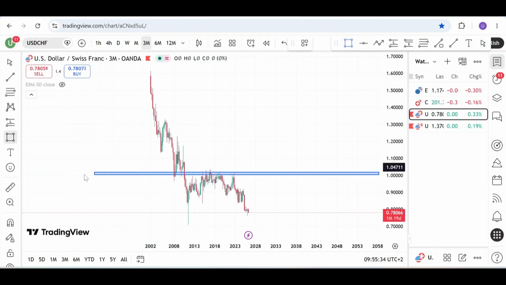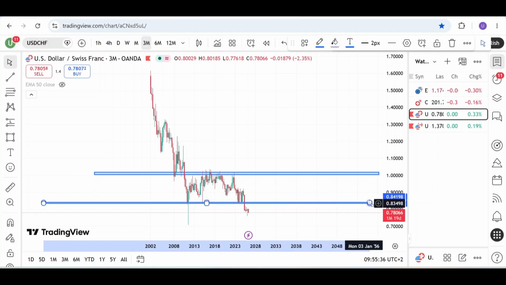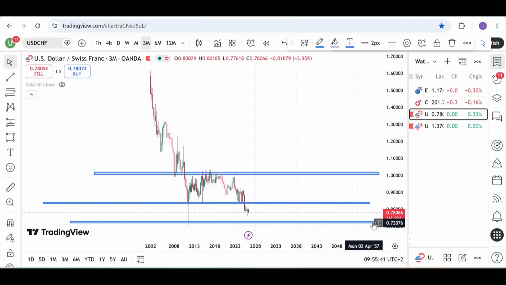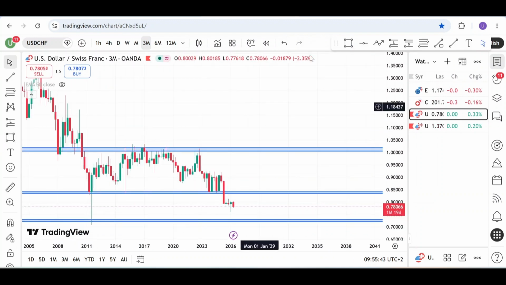This is the 3-month upper zone. This is the middle zone, and this is the lower zone here. As you can see, we are in a downtrend.